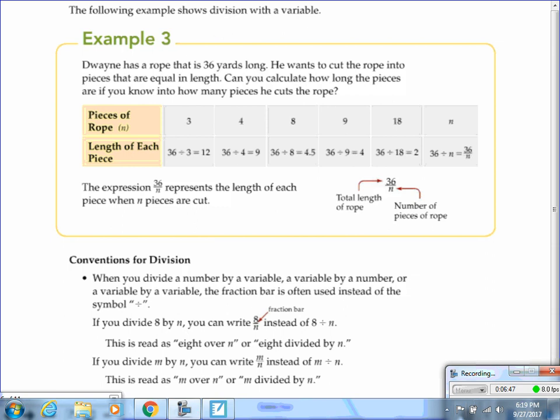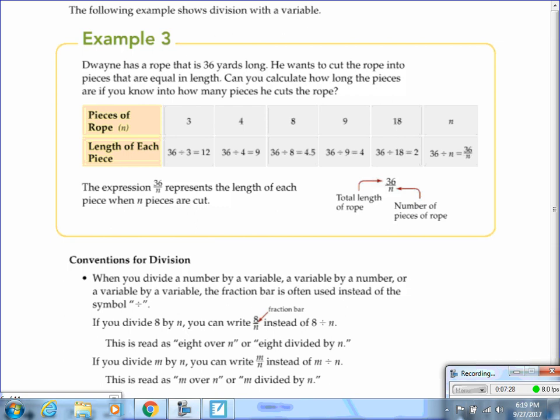If he cuts it into 3 pieces, I'm going to take the 36 divided by 3 to figure out that it's 12 yards for each piece of rope. If we cut it into 4, 36 divided by 4, each piece is going to be 9 yards. 36 divided by 8, it's 4.5 yards each piece. So on and so forth. So again, n is going to be the number of pieces. So for the n, you can substitute however many pieces you want to cut it into. 36 divided by that number is going to tell you what the length of each piece is when you cut that many.